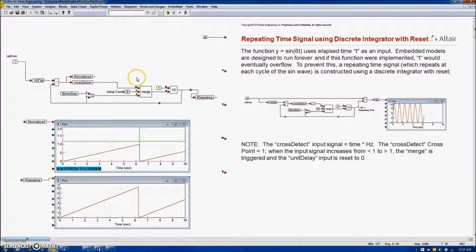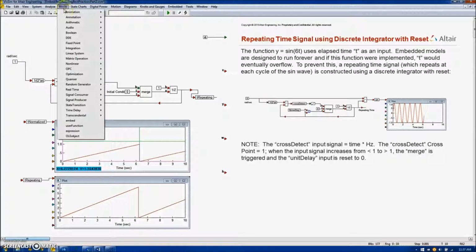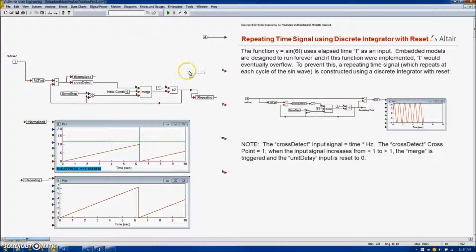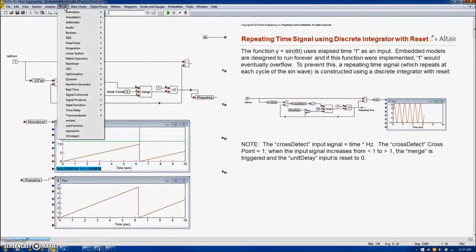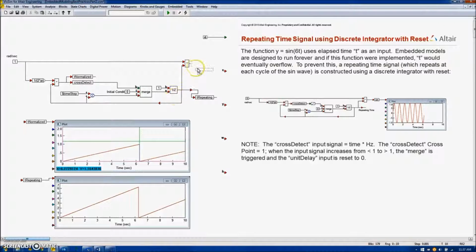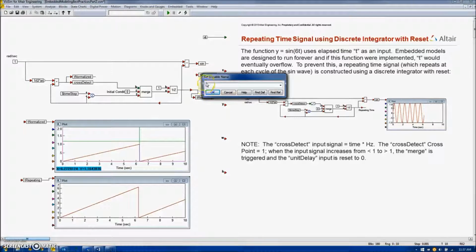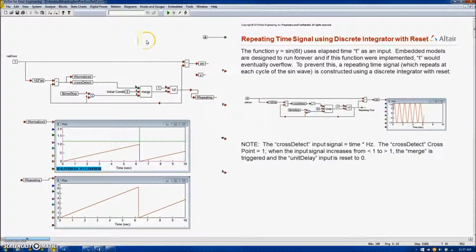To complete the implementation of y equals sine of 6t, I'll need a multiply block under blocks, arithmetic, multiply, and I will multiply the input frequency times t repeating. I need a sine block, which is located under blocks, transcendental, sine. And that will produce my output, which I'll label as y. Simulate this and see how y behaves.